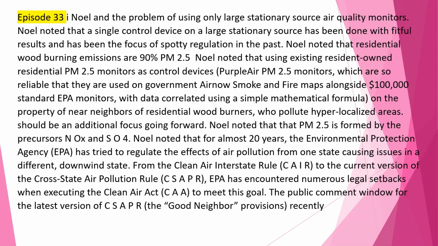Noel noted that for almost 20 years, the Environmental Protection Agency, EPA, has tried to regulate the effects of air pollution from one state causing issues in a different, downwind state. From the Clean Air Interstate Rule, CAIR, to the current version of the Cross-State Air Pollution Rule, CSAPR, EPA has encountered numerous legal setbacks when executing the Clean Air Act, CAA, to meet this goal.